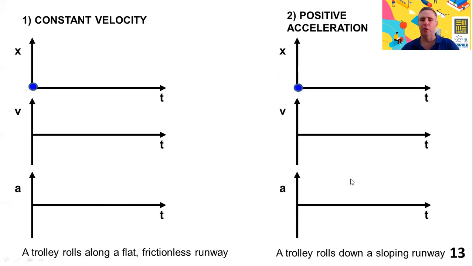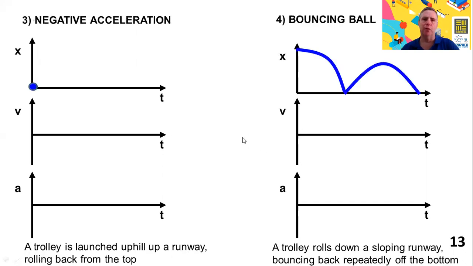Secondly, you now tilt the runway so your trolley is rolling down the sloping runway. Again, just regard the top of the trolley as position 0, and your trolley is going to roll down a sloping runway, starting from rest, and I want you to draw those 3 graphs again. Getting a little bit more difficult.